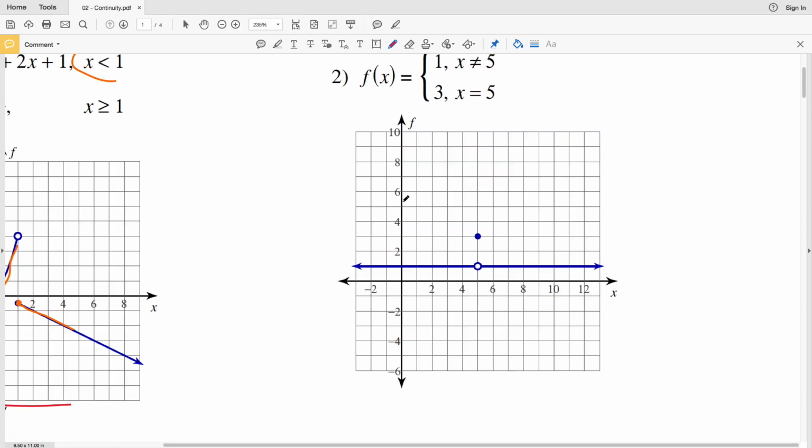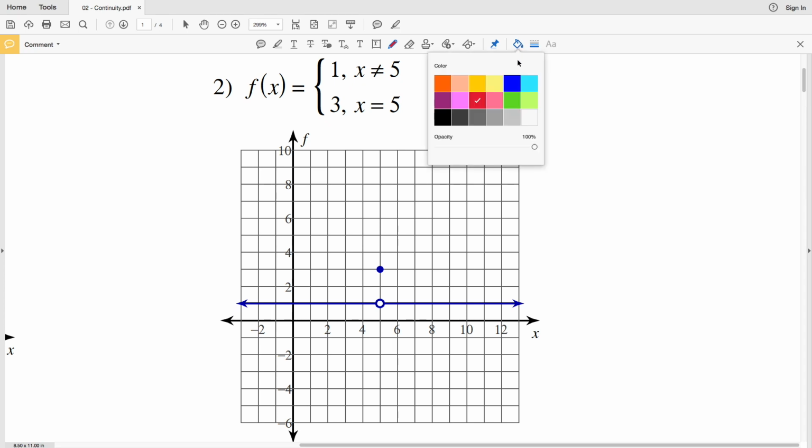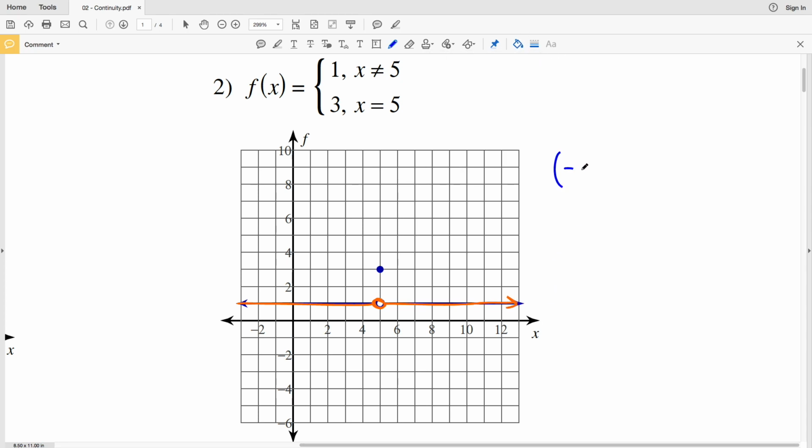Now let's look at number 2. Our function is continuous from negative infinity up until the point of discontinuity, which is a removable discontinuity because there is a hole, and then it's continuous after that. So our interval of continuity is from negative infinity to x equals 5, and then from 5 to positive infinity, the function is continuous again.